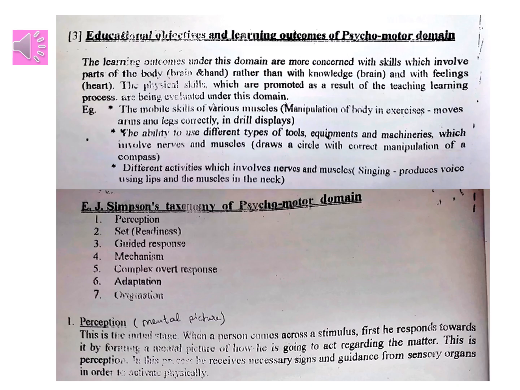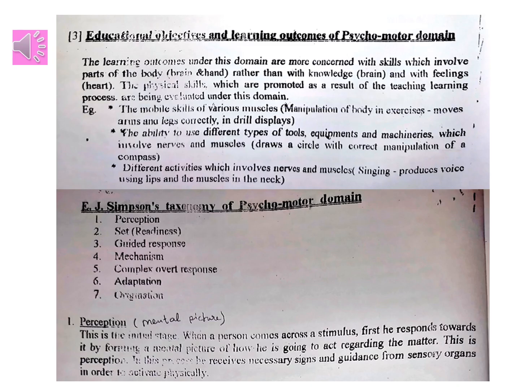Concerned with skills which involve parts of the body, brain and hand, right? Brain and body, rather than knowledge, brain, and feelings, heart. This domain gives priority to skills rather than knowledge and attitudes. The physical skills which are promoted as a result of the teaching learning process are being evaluated under this domain, right? Now we are studying the aspects to be measured.